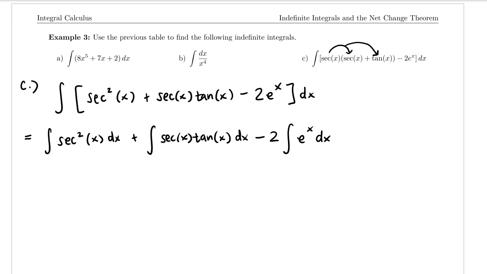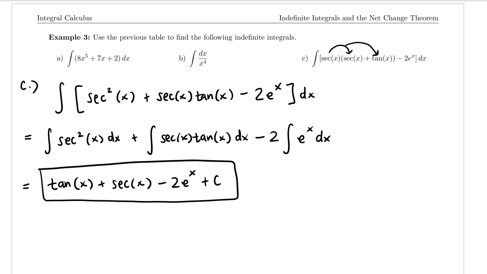So how do we integrate each of these things? We want to look at the table that we saw at the beginning of this section. So the indefinite integral of secant squared x is tangent of x. The integral or the antiderivative of secant of x times tangent of x is secant of x. And then our natural exponential function is nice because its antiderivative and its derivative is itself. So I have minus 2 times e to the x, and then we want to make sure we include our constant of integration. So that concludes part C.